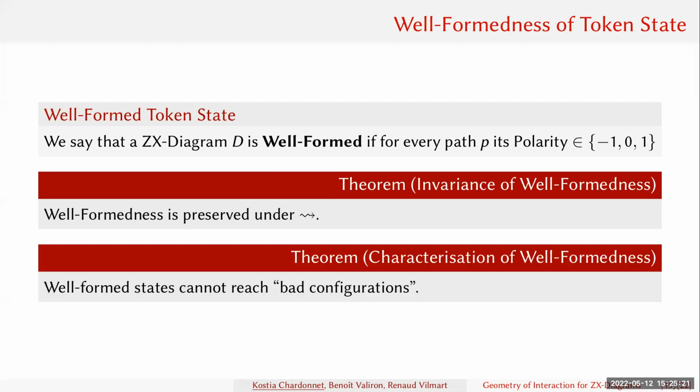And finally, another theorem says that if you start in the initial well-formed set, you cannot reach a bad configuration. A bad configuration being, for instance, having two tokens on an output going down that do not collect.